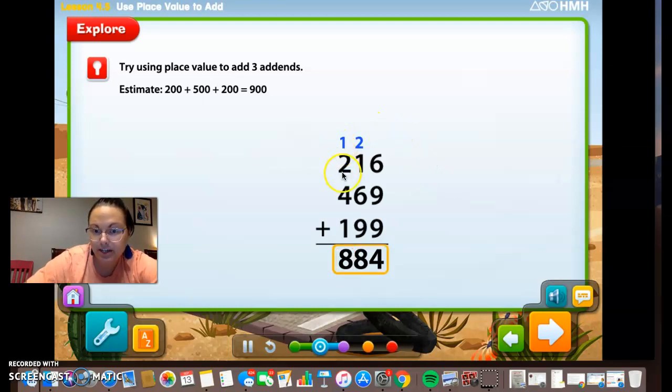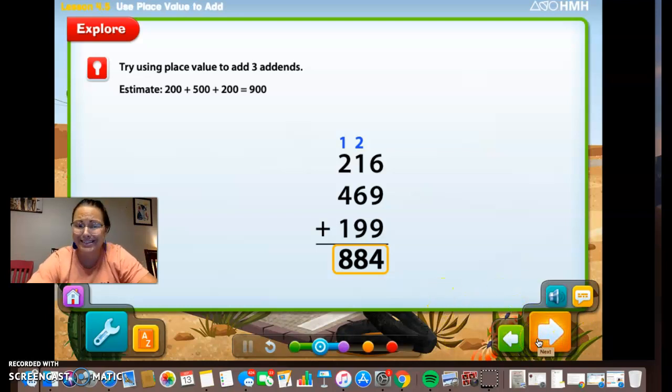See it? 1 and 2. The estimate plus 4 was 1, 900. This means 884 is a reasonable answer. Yep, it rounds up to 900. So that's our check. We checked it. It's reasonable. We're checking to make sure it makes sense. It's close. It's almost. Those are all important math words.